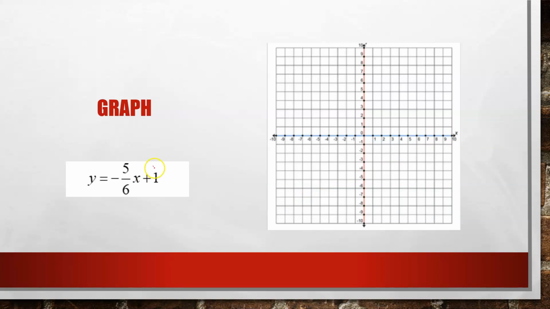The next one, here's my starting point, negative 5 on the y-axis. So down 5 over 6, then up 5 over 6, counting each unit.